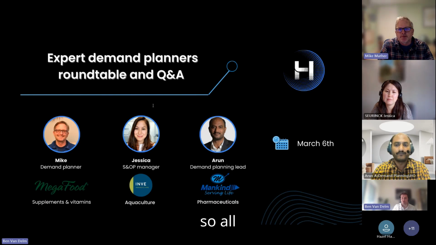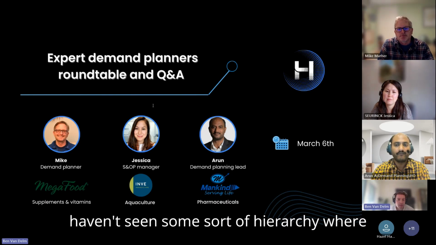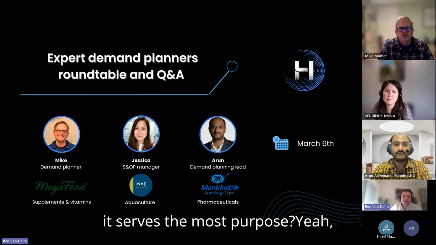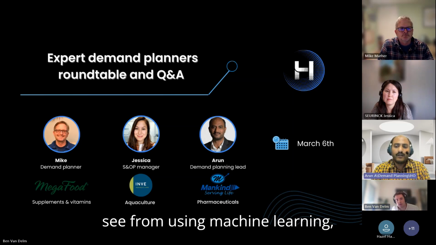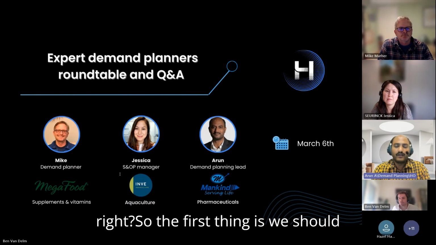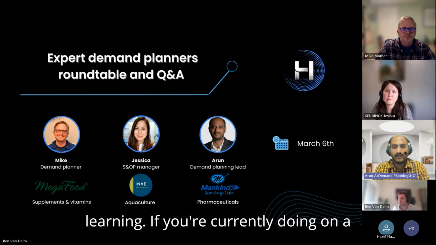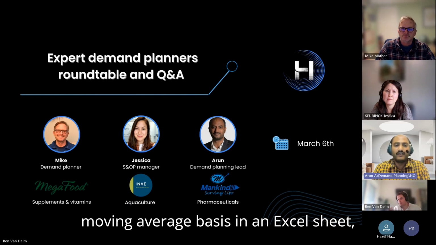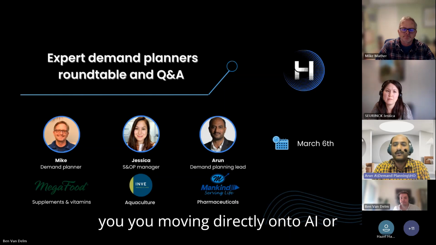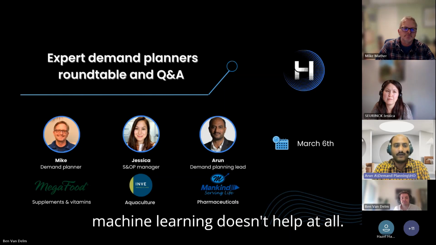Okay. So all of the above. Arun, have you seen some sort of hierarchy in where it serves the most purpose? Yeah, from using machine learning, the first thing is we should not directly jump onto machine learning. If you're currently doing a moving average in an Excel sheet, moving directly onto AI or machine learning doesn't help at all.